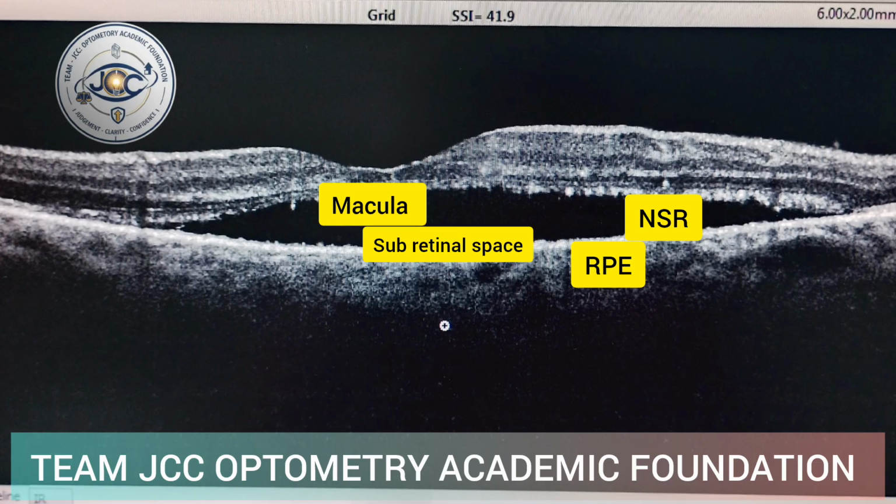So the neurosensory retina is getting detached, it is not attached to the RPE layer, and there is some accumulation of fluid in the subretinal space, and that fluid separates the neurosensory retina from the RPE layer. This condition is known as central serous chorioretinopathy or CSCR.